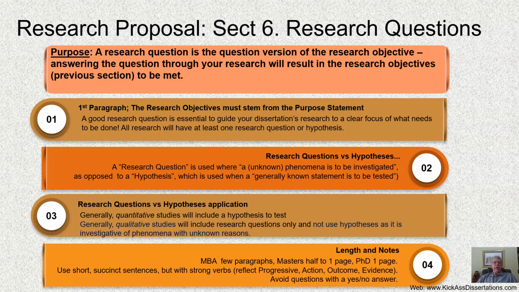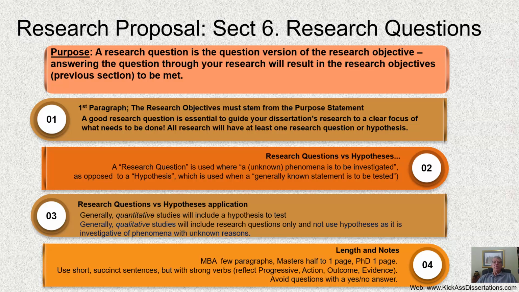Good. So this is a very short section. In your first paragraph, you're going to immediately start with a sentence to say that the research questions for this study are as follows, and then you're going to follow on that. A good research question is essentially the guide to your dissertation's research, and it's going to help you develop a clear focus of what needs to be done. I want you to think very carefully about this. The clearer the question, the easier it is going to be for you to develop your research later on to answer the question.